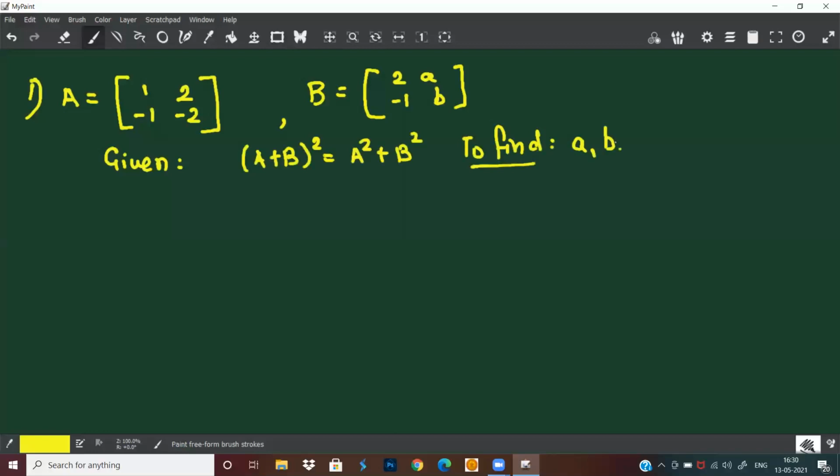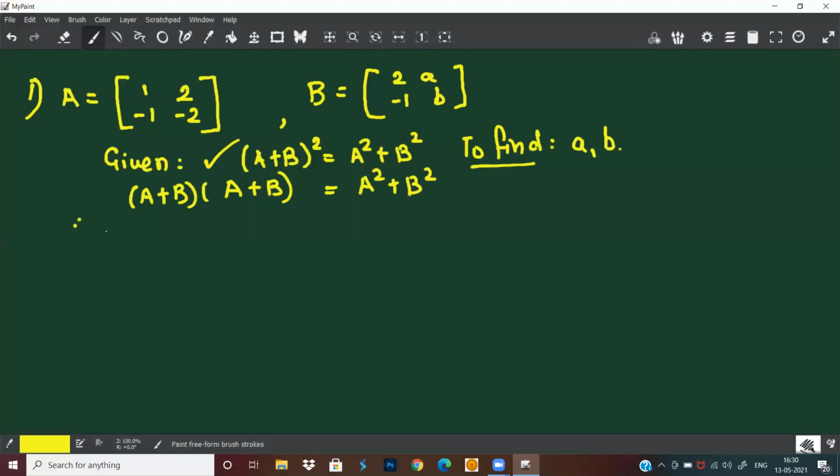Should I explain how to do it? See, you have to use what is given. (A+B) the whole square. You know what is (A+B) the whole square? I had explained to you last time. (A+B) × (A+B), which is given to you as A² + B².